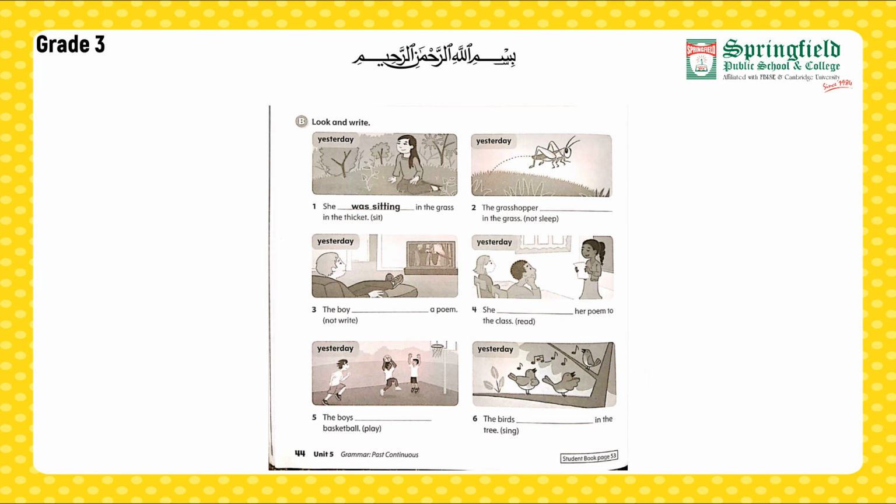For third sentence, we have got the boy blank a poem and not write. So how are we going to write it? The boy was not or wasn't writing a poem. I hope you are able to attempt the next three.